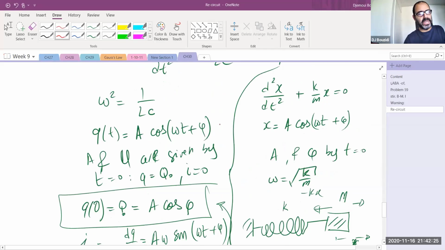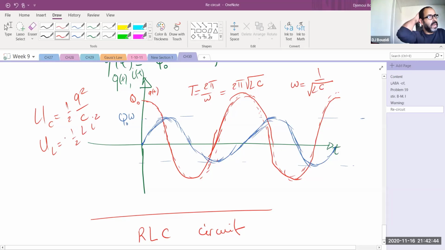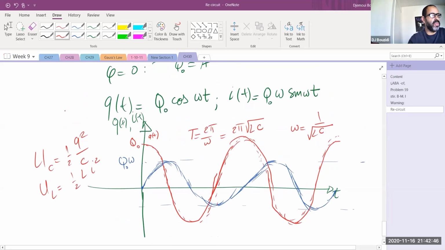If you're curious about the energy, which is a very important problem that right now I'm ignoring a little bit: the energy in the capacitor, remember, is 1/2 of Q squared over C, and the energy in the inductor is equal to 1/2 of L i squared. These two quantities must add up to the initial energy in the circuit, and the initial energy at t equal to 0 was just in the capacitor in this situation, which was 1/2 of Q naught squared over C.